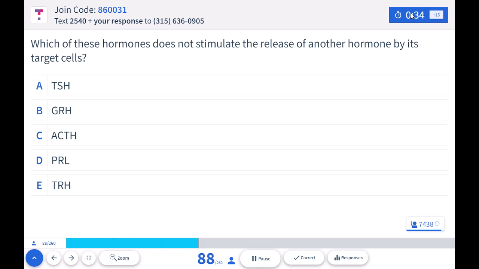All of these hormones but one are tropic. They cause the release of another hormone in the body.